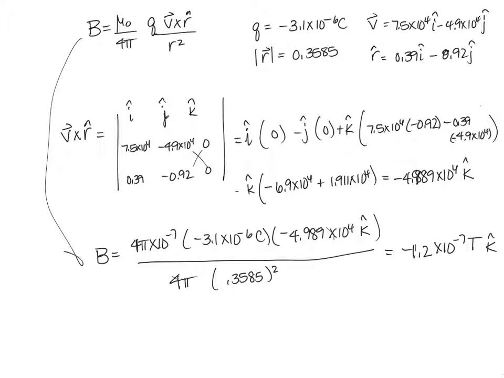Our answer should be in microteslas, which is 10 to the minus 6. So this would correspond to minus 0.12 microteslas, and that's my answer for that problem. So it was a little challenging. There's a couple different tools that maybe we didn't go over as much. We sort of talked about them, but hopefully it's something that you can follow.